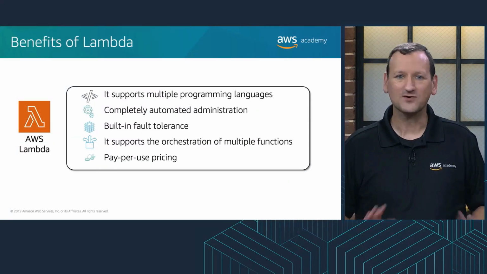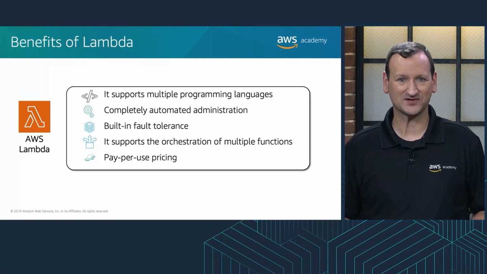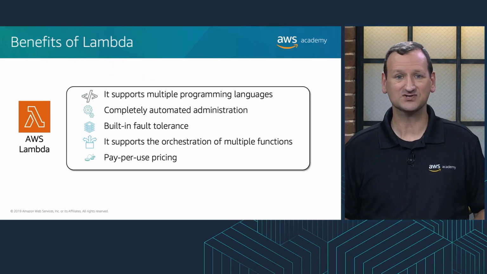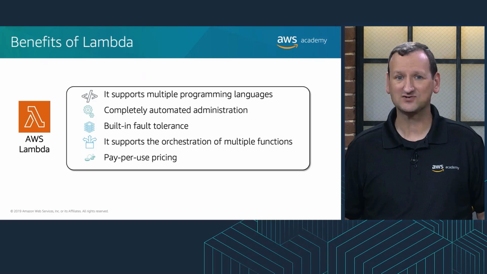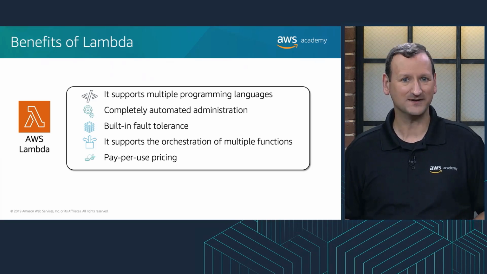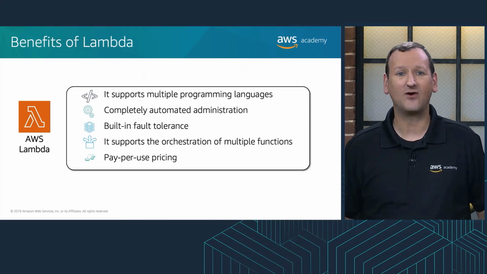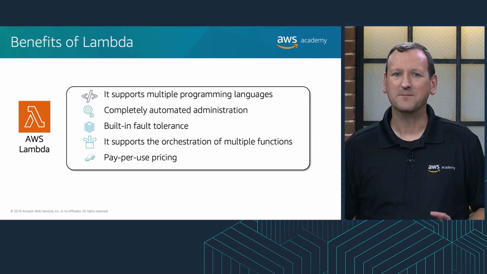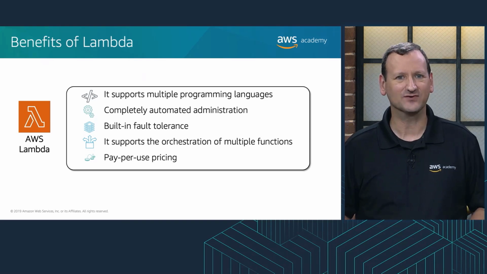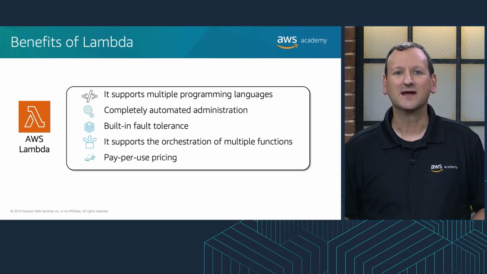With Lambda, there are no new languages, tools, or frameworks to learn. Lambda supports multiple programming languages, including Java, Go, PowerShell, Node.js, C#, Python, and Ruby. Lambda completely automates the administration. It manages all the infrastructure to run your code on highly available, fault-tolerant infrastructure, which enables you to focus on building differentiated back-end services. Lambda provides built-in fault tolerance.